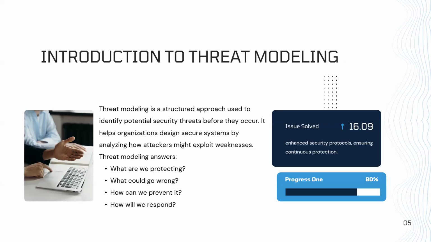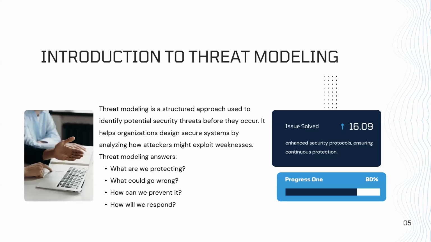Question 1, what are we protecting? The first thing is to identify assets. You need to know what you have and what's valuable. Examples: customer database, that's PII, personally identifiable information, financial transactions, API authentication keys, intellectual property like your source code and algorithms, user session data, admin credentials, and backup data.